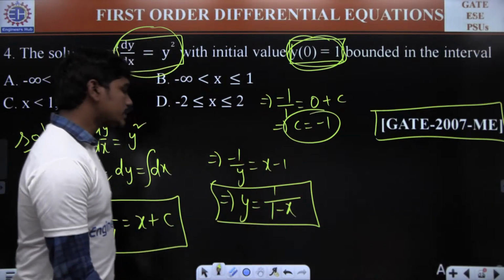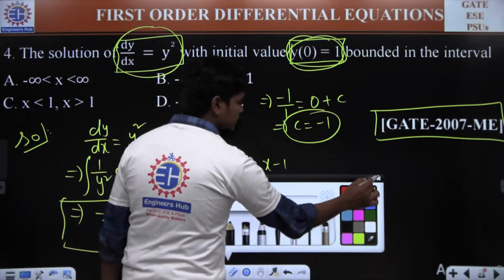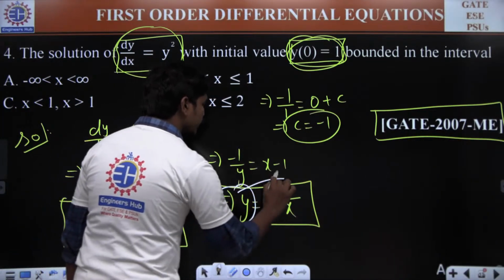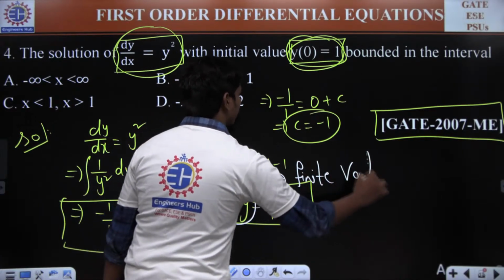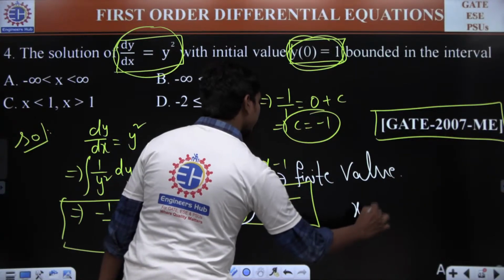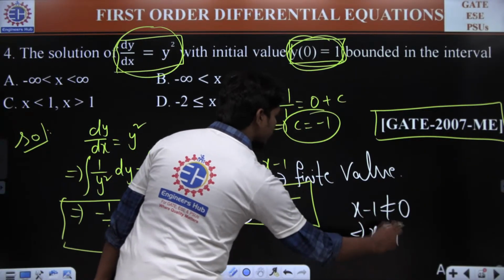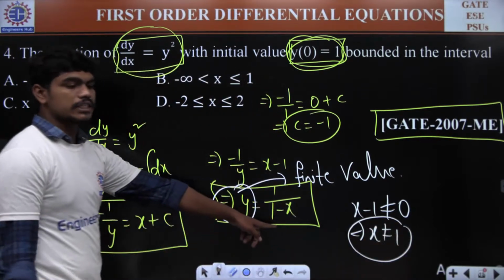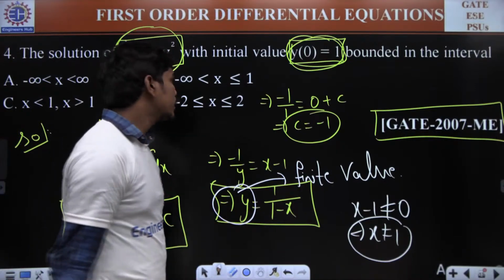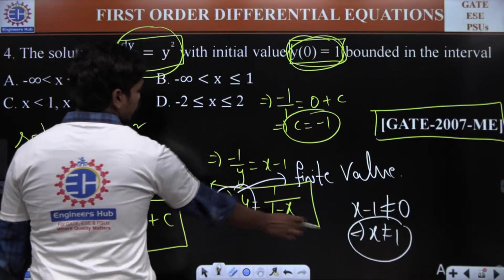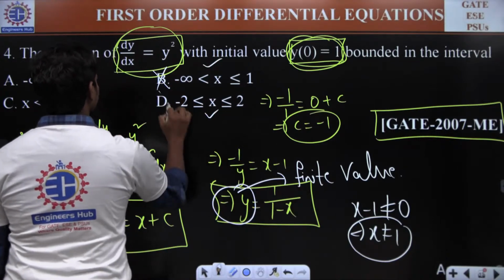Now, if you want this solution to be bounded, for example, if this has to be a finite valued function, then one thing should happen: this x minus 1 should not be equal to 0, which means x should not be equal to 1, correct? Because if you put x is equal to 1, this denominator goes to 0 and your total answer tends to something which is not finite. So x is equal to 1 is present in all these three options, so we can't consider all these three options.